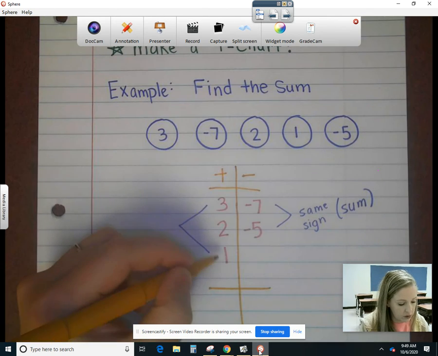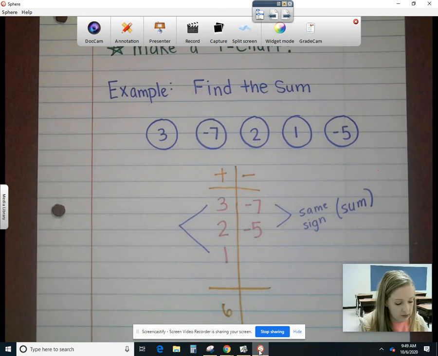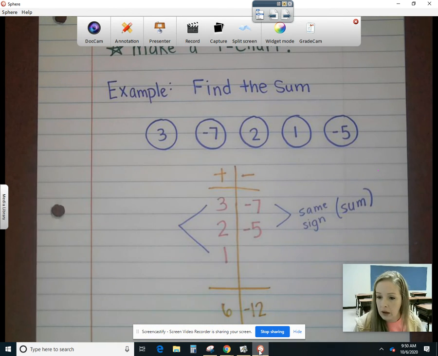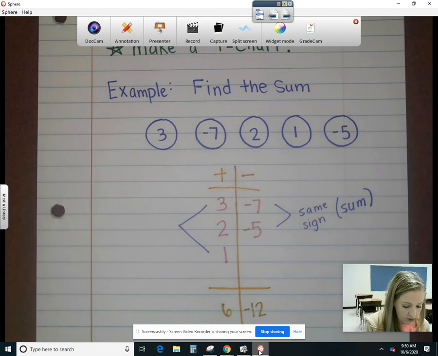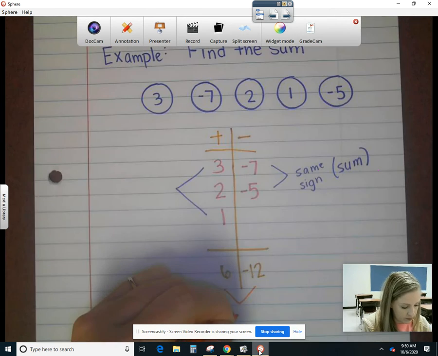So 3 plus 2 plus 1 is 6, and because they're all positive, that's a positive 6. And 7 plus 5 is 12, and because those are both negative, that's a negative 12. Okay, so that was part of it, but we're not done, because we've still got those two numbers that we need to combine. But notice this time, they are different signs.